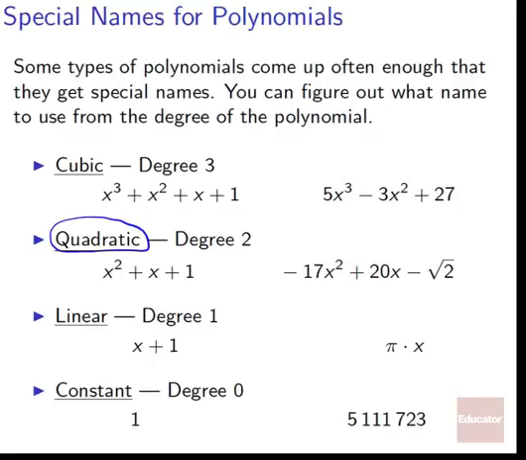A cubic is a degree 3 polynomial. So this one has a degree of 3 here, or 5x cubed minus 3x squared plus 27, once again degree of 3. A quadratic has a degree of 2, so x squared plus x plus 1, or negative 17x squared plus 20x minus root 2. A linear has a degree of 1, so x to the 1, pi times x to the 1. And then finally, a constant is just a degree zero polynomial, which is to say it has no variables in it at all. So 1 has no variables. 5,111,723 still has no variable, right? There's no x here. So since there's no x, we've got degree zero.